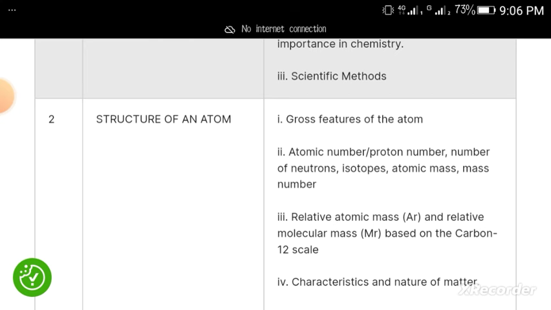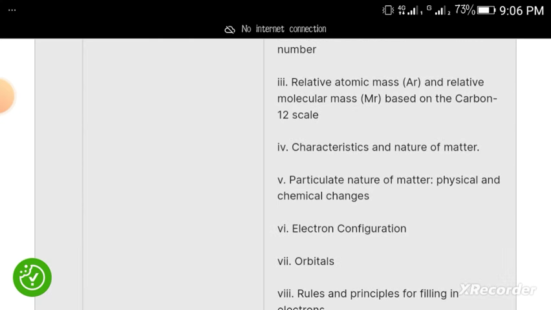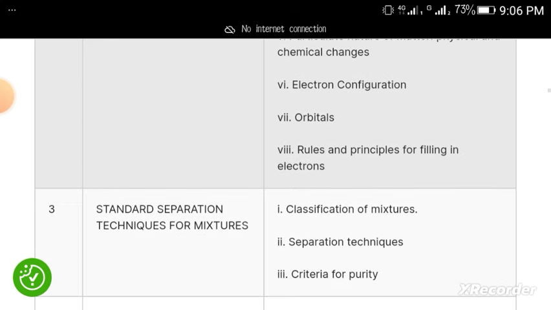Also read up characteristics and nature of matter, everything you can about matter, particulate nature of matter, physical and chemical changes, electron configuration, orbitals, rules and principles for filling in electrons. Okay, these are very important.